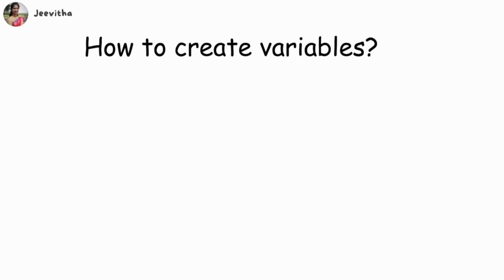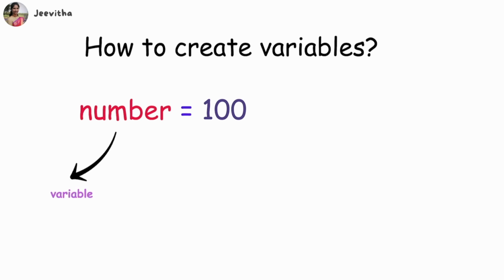As I told, a variable basically acts like a container. Now what if I want to store a value inside a variable? How do you create it? Pretty simple. I'm assigning a value 100 to number, which is a variable. Here, number is a variable, the equal sign is an assignment operator, and 100 is the value. This is how we create a variable in order to store our data.